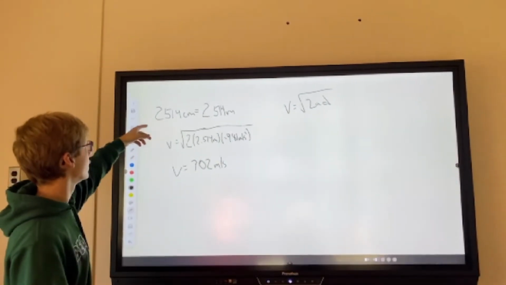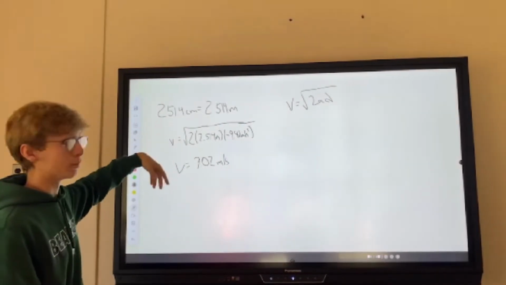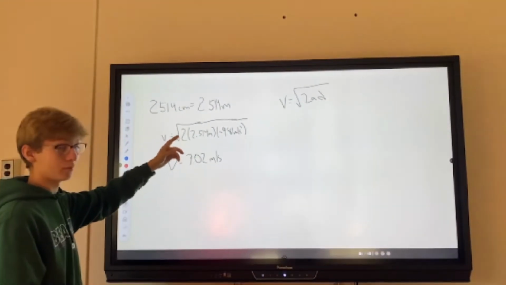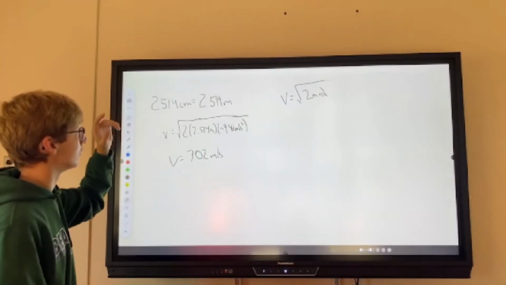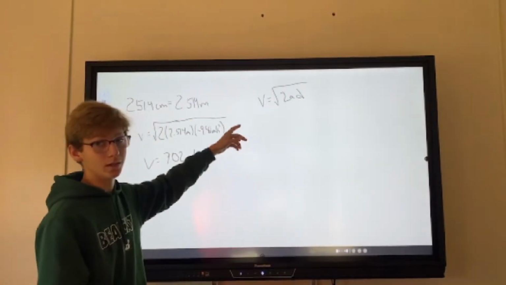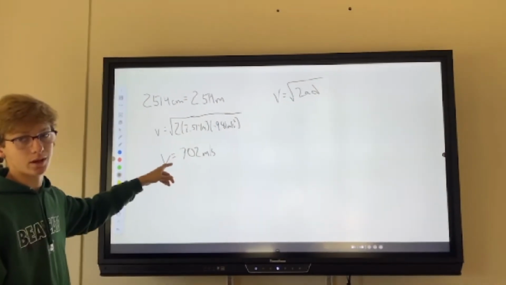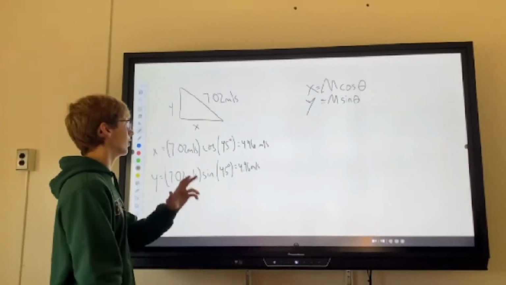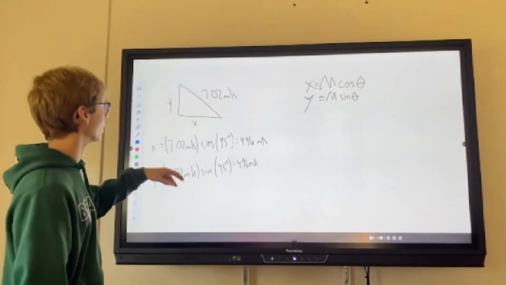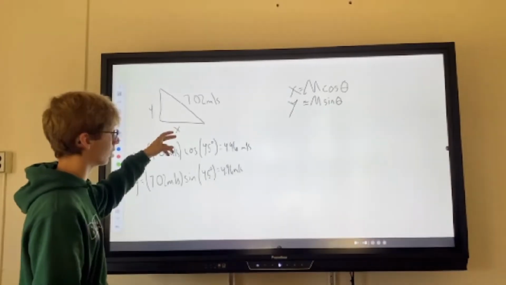So the maximum height was 251.4 centimeters, which equated to 2.514 meters. And we used the velocity equals square root of 2ad. We plugged it in and got 7.02 meters per second for the velocity. Alright, so the next thing that we had to do was find the velocity for the x and y axis.